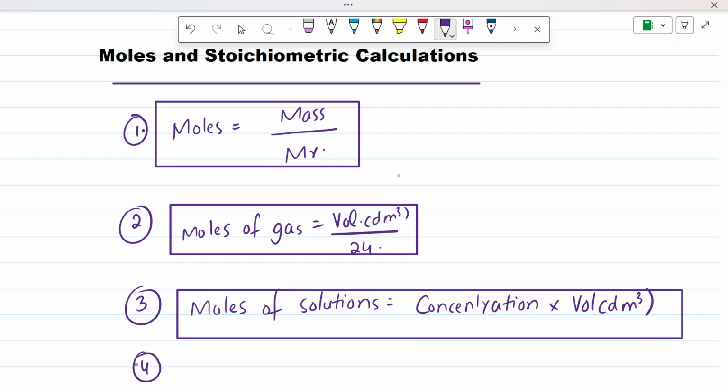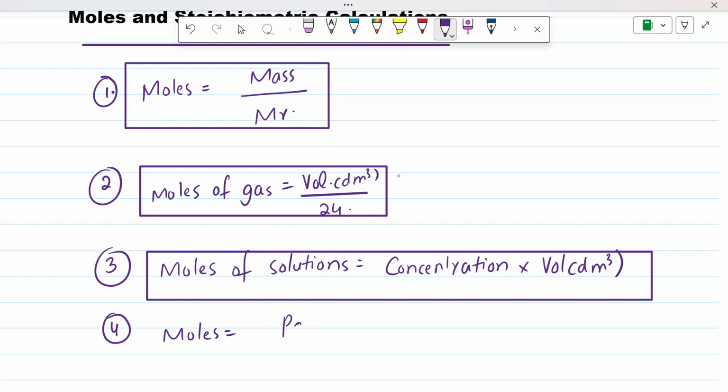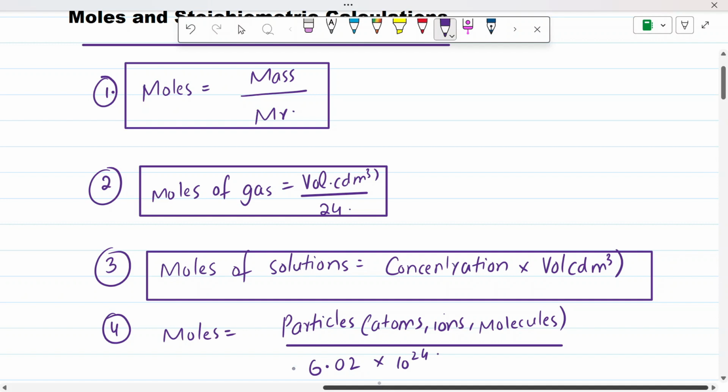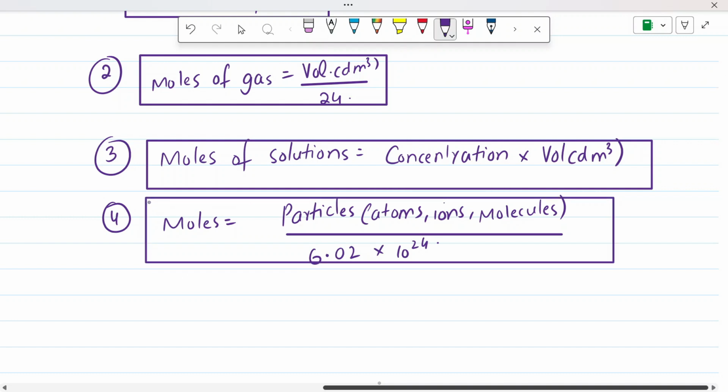And the last but not the least, for finding the number of particles, we'll be using moles equals given particles. Particles can be atoms, ions, molecules, or anything if they ask you to calculate them, and you will be using this relation: particles divided by Avogadro's number, 6.02 times 10 to the power 24. So we'll be using all these relations to work out the problems related to moles that are frequently asked in your IB exam.